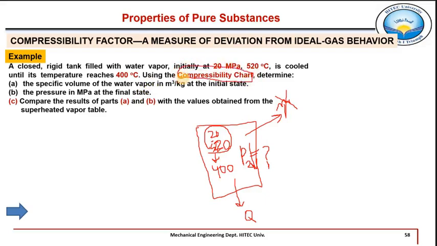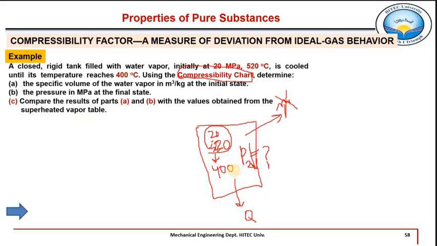So it means we will be using PV is equal to ZRT, right? And Z will be calculated from the compressibility chart. Then we need to compare the results of part A and part B with the values obtained from the superheated vapor table. After calculating the specific volume at the initial state V1 and the pressure at the final state P2, we need to check the error between these calculated values and the real values available in the superheated vapor table, right?